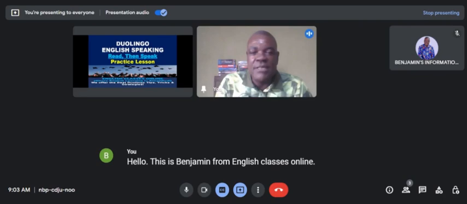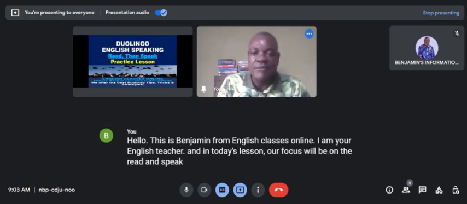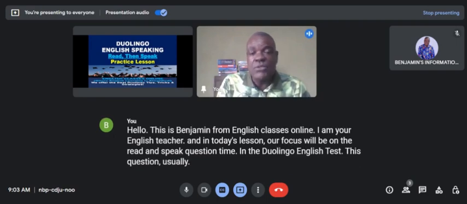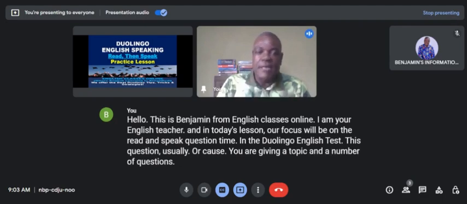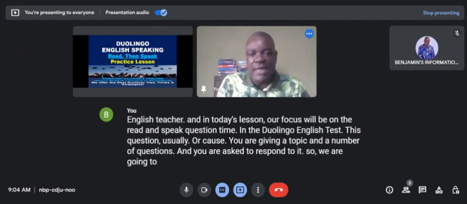I am your English teacher, and in today's lesson, our focus will be on the read and speak question type. In the Duolingo English Test, this question usually occurs. You are given a topic and a number of questions, and you are asked to respond to it. So we are going to look at this question type.